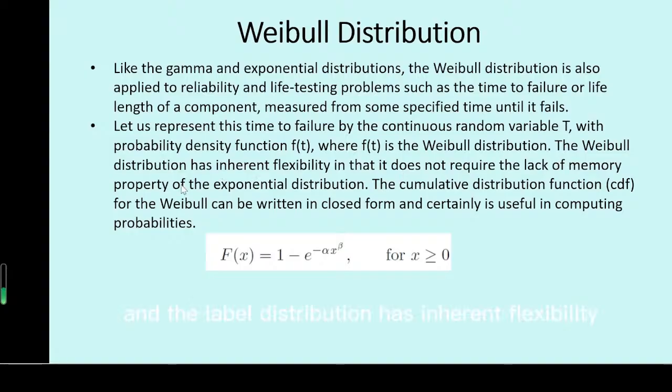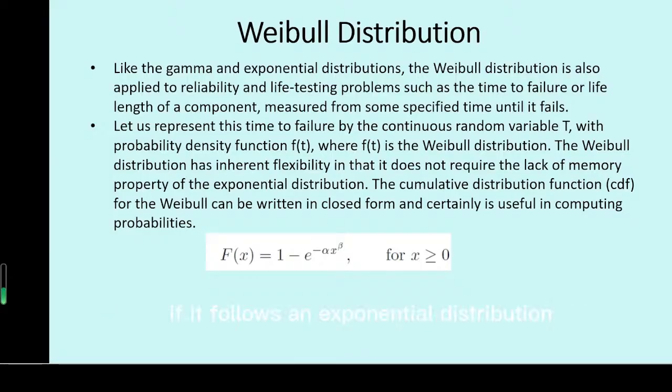And the Weibull distribution has inherent flexibility in that it does not require the lack of memory property of the exponential distribution. We know the exponential distribution is very specific because it is memoryless, or say always young. So, for example, you have bought a new machine, but when you have used it for 1 year, it has no problem.